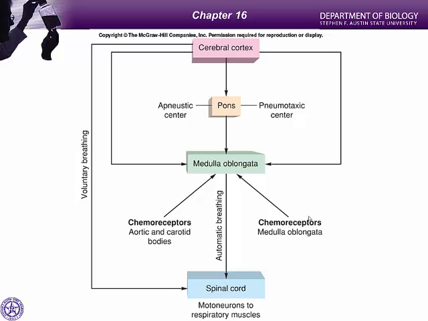Here we see just a flow chart of some of these regulatory processes. Here we have the apneustic and pneumotaxic centers in the pons. That's going to signal our rhythmicity center. We also have information coming in from chemoreceptors, which we'll talk about. That then regulates our automatic breathing that you're doing all the time. But then we also can control our breathing when we hold our breath. That's going to allow us to do that.